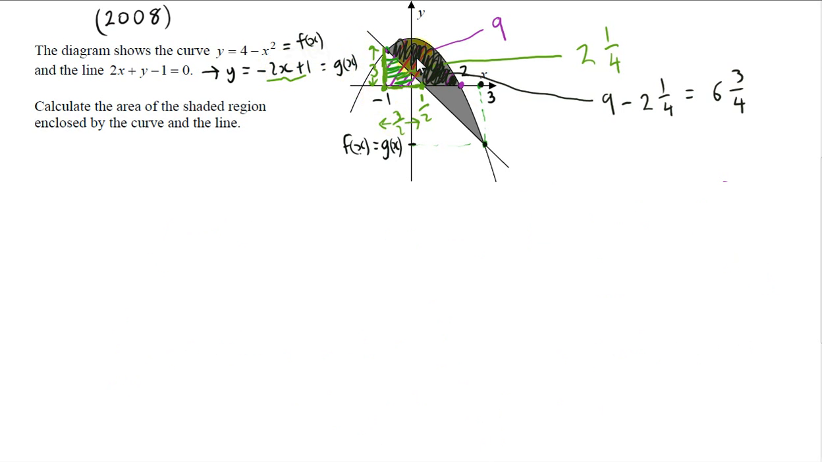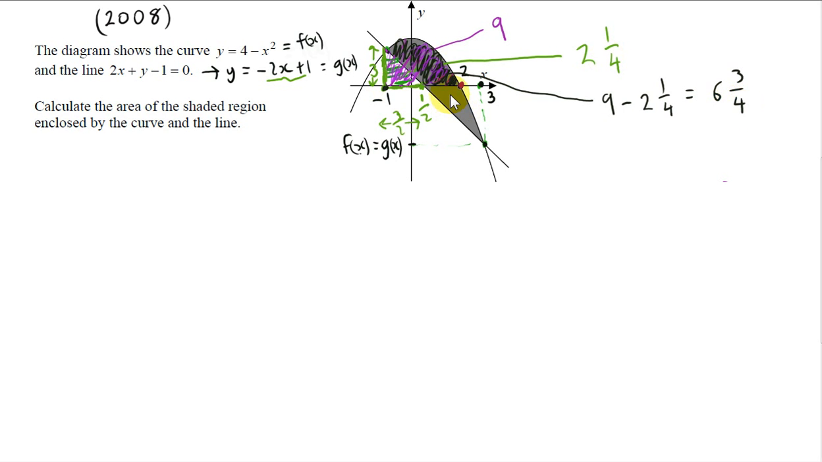So to get this black region, we take the purple region, which is 9, and subtract off the green region, because the purple region extends from -1 up to 2. Okay, so the purple region is overlapping with the green region. And that's 9. So 9 take away the green region, 2 1/4, is 6 3/4.